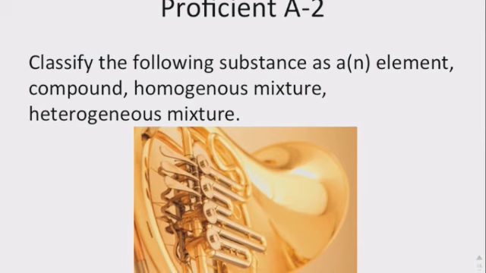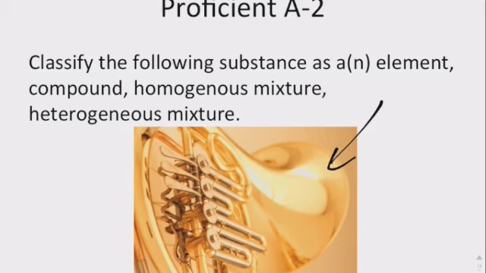Moving on here to our next example, it says classify the following substance as an element, compound, homogeneous mixture, or heterogeneous mixture. And so when we're looking at this, we can see that this is going to be brass. It's a brass instrument, and so it's a homogeneous mixture. The instrument is made of brass, and brass is uniform throughout and is made of various elements. The correct name for this would be alloy.